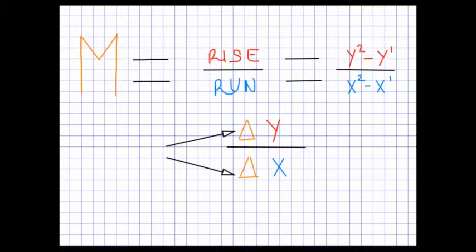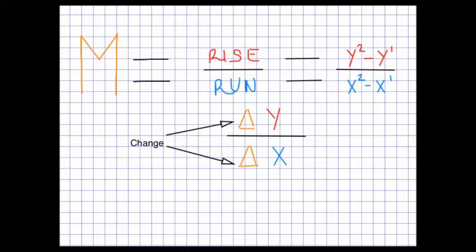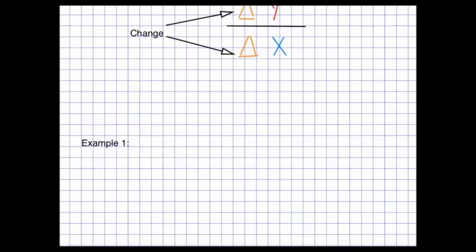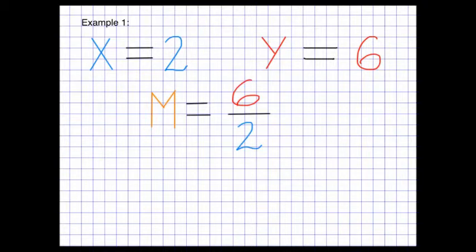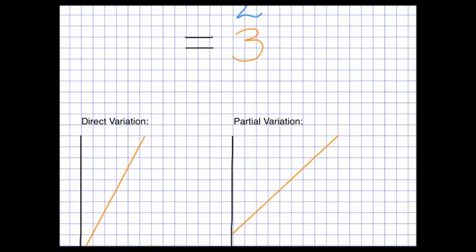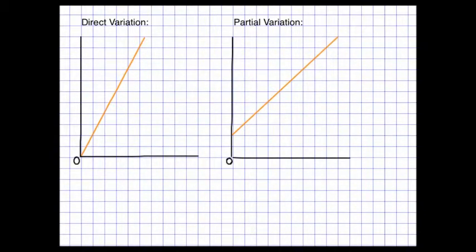Delta is the Greek word for change, so in this equation you are calculating the change in the y value divided by the change in the x value. If given the values for y and x, you divide the y value by the x value. For example, if x equals 2 and y equals 6, the slope would equal 3, since 6 divided by 2 equals 3. If the slope were to equal a fraction, you would keep the value in those terms.